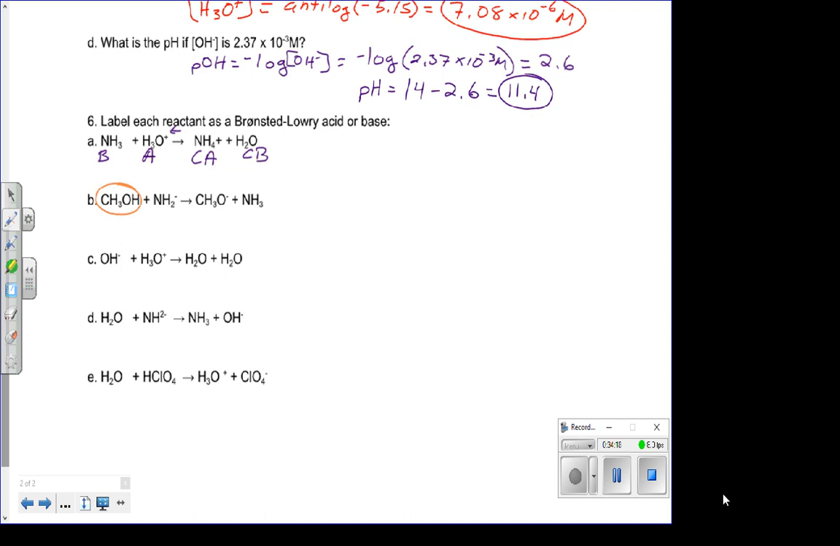This one loses an H to become CH3O. So that's our acid. This one goes from NH2 to NH3, so that's our base. That makes this our conjugate base, and this is our conjugate acid.